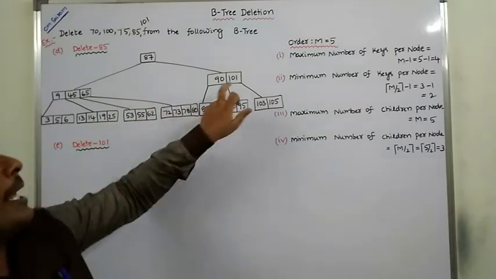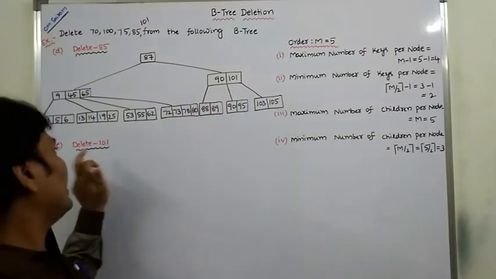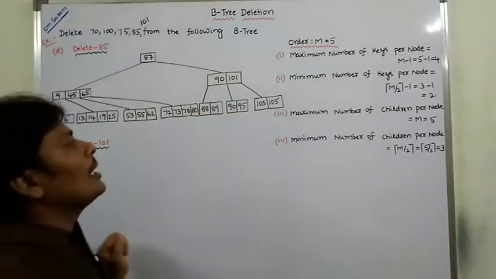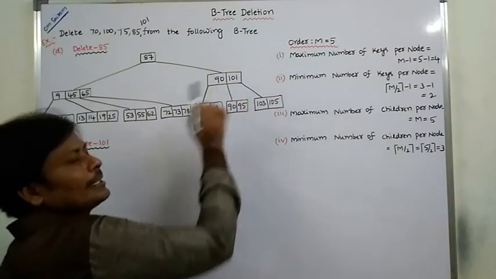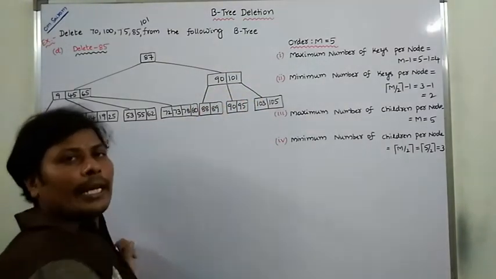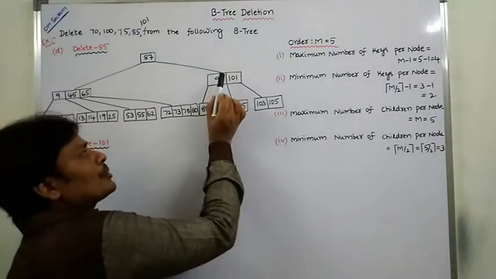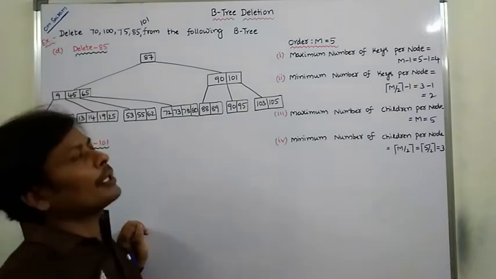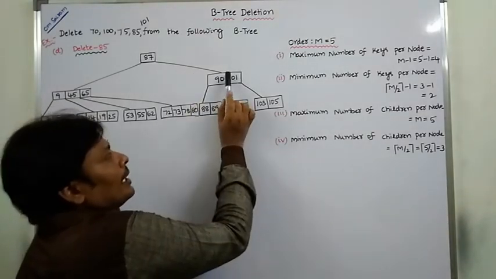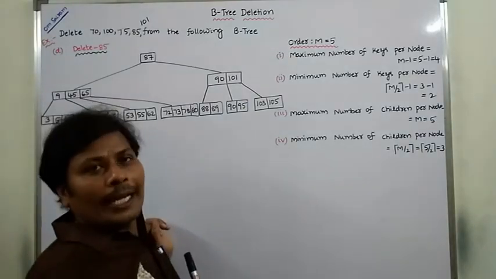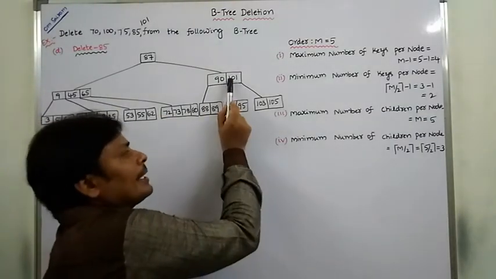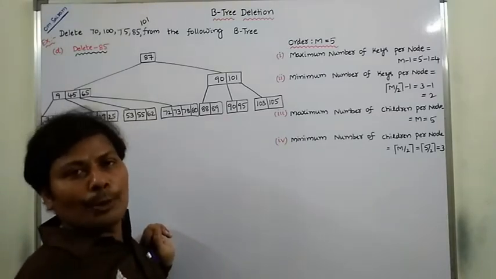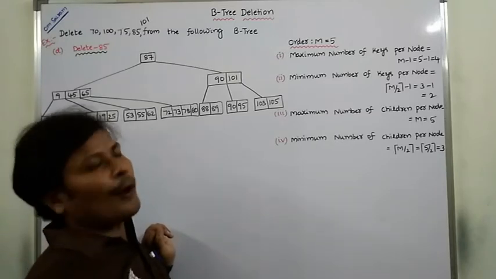Our target key element is found because the target key element and this key element in that node are matched. Our target key element is found at this node. Now, is this node a leaf node or an internal node? This node is an internal node because it contains children. Whenever the target key element is found at an internal node, it is replaced with either the in-order predecessor of that node or the in-order successor of that node.